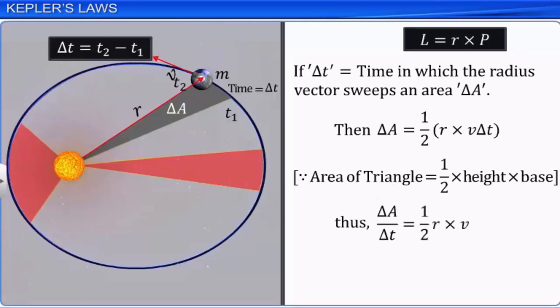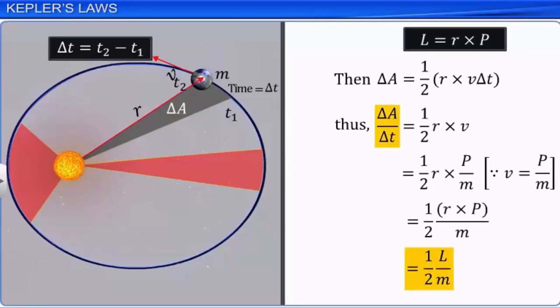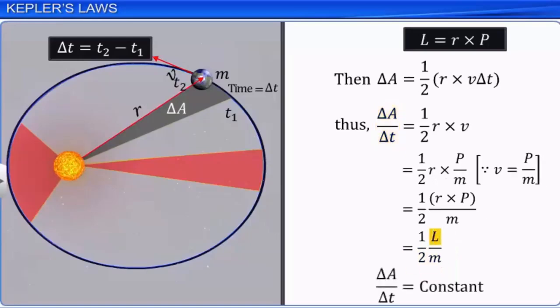As L is constant, delta A by delta t is also constant. Hence, for a given time interval, delta t and delta A remain constant, thus proving Kepler's second law.